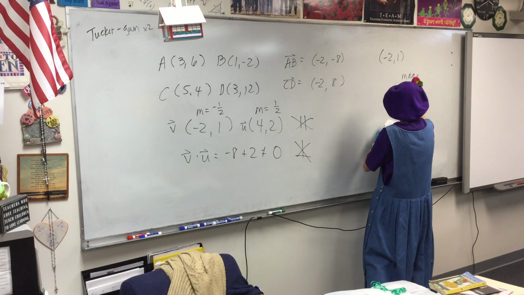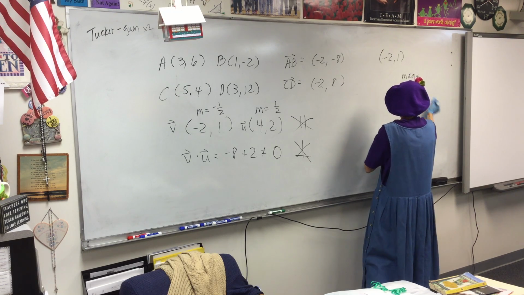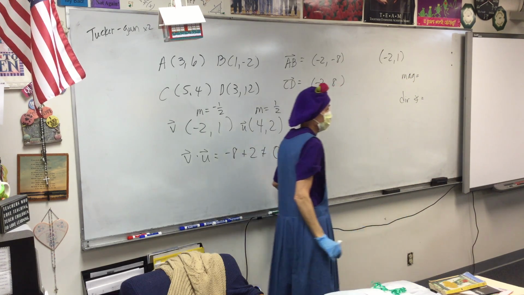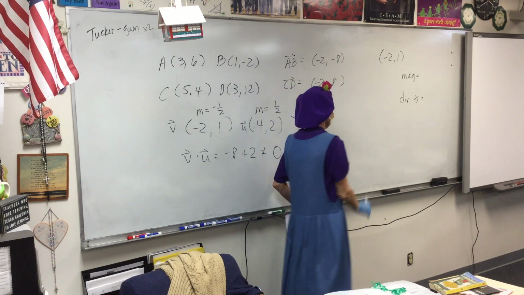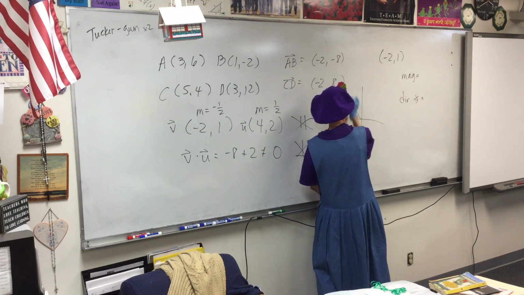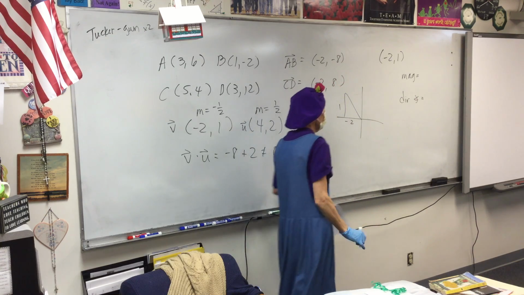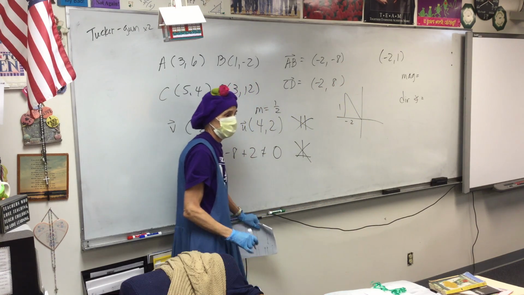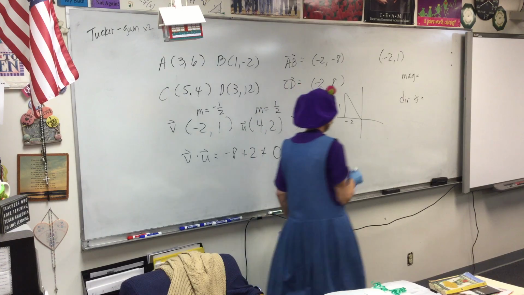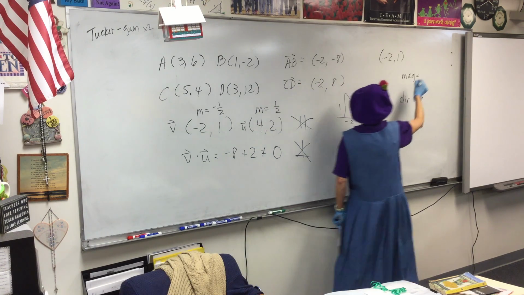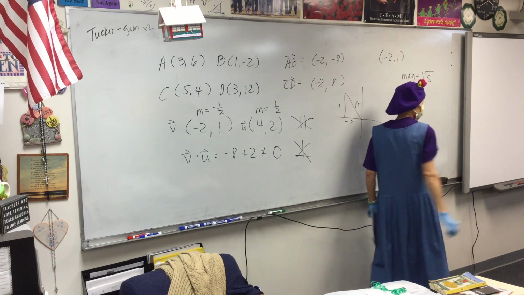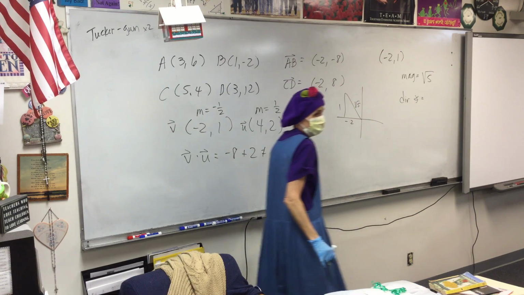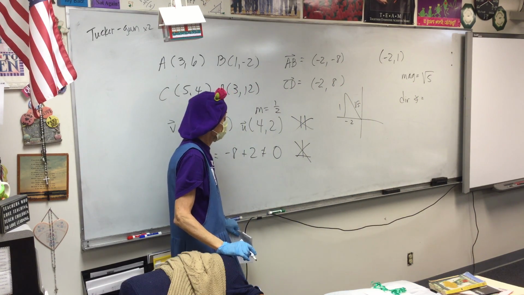Now I need to find the magnitude and the direction angle. So magnitude is easy. What's my magnitude? Square root of 5. How do I find magnitude? I do the Pythagorean theorem.